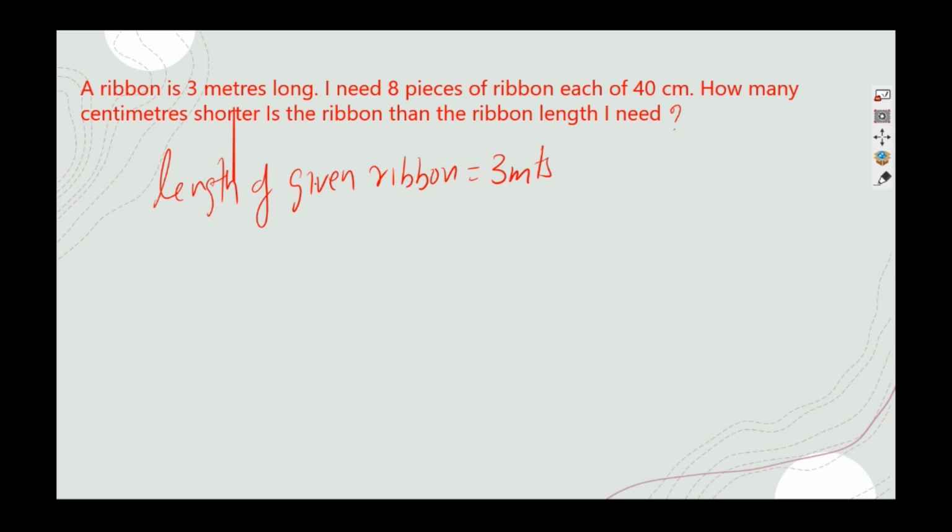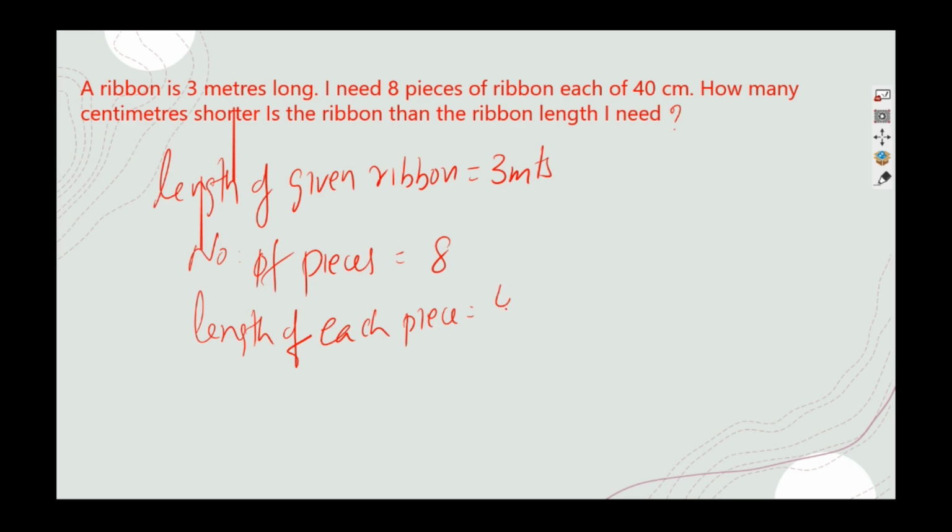Okay, and we need 8 pieces. Number of pieces required is 8. Length of each piece is given as 40 centimeter. If that is the case, 8 into 40, this is the total length required.